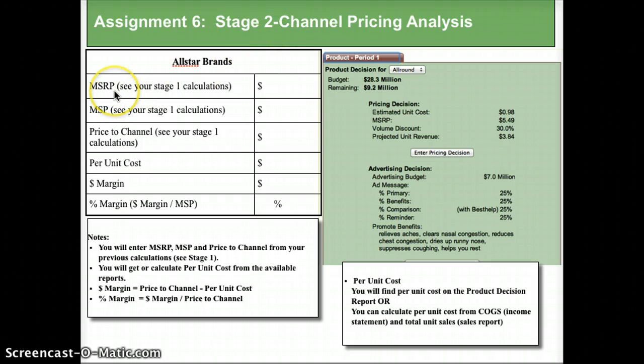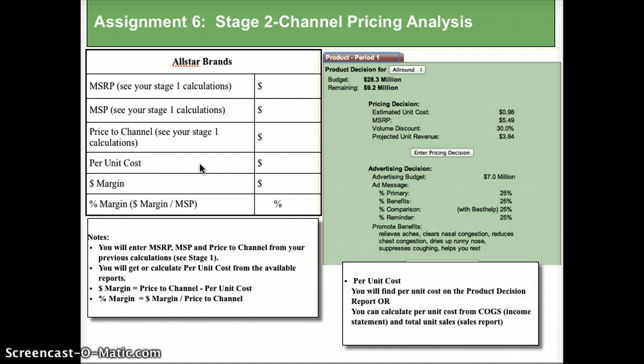The MSRP, the MSP, and the price to channel: go back to the previous chart, the previous slide, the previous table, right? Stage 1. You've already completed these calculations, so you need to plug your manufacturer suggested retail price on this line, your manufacturer selling price from your previous calculation here, your price to channel here, okay? Now your per unit cost, you can do one of two things.